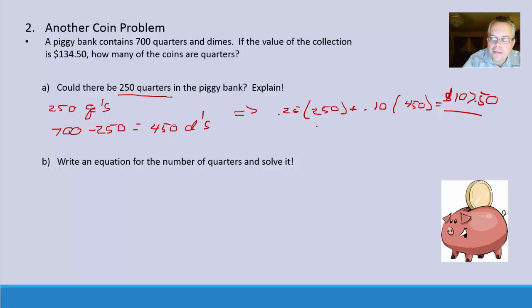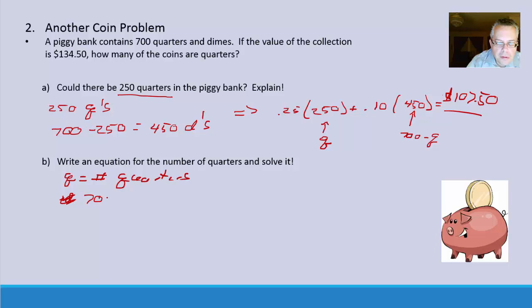Okay, let's see if we can kind of trace our steps and write an equation. We want to write it in terms of Q, the number of quarters. So if I look at my work here, the number of quarters appeared there, and it kind of appeared here, but not by itself. This was 700 minus the number of quarters. So the number of quarters is Q. The number of dimes is 700 minus Q. So let me write that again here. Q equals the number of quarters. And 700 minus Q equals the number of dimes.